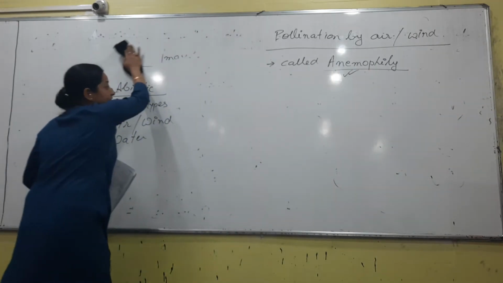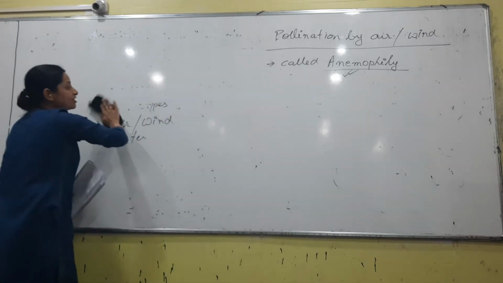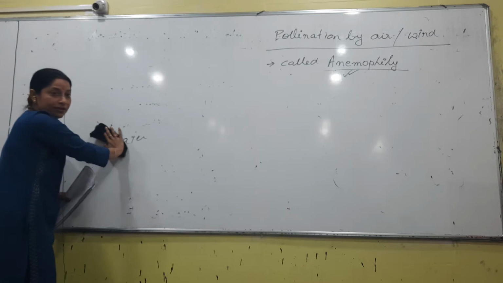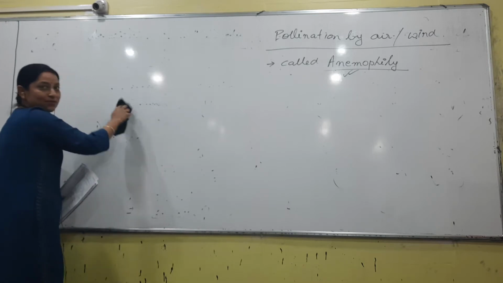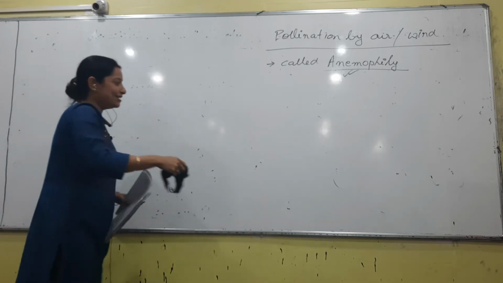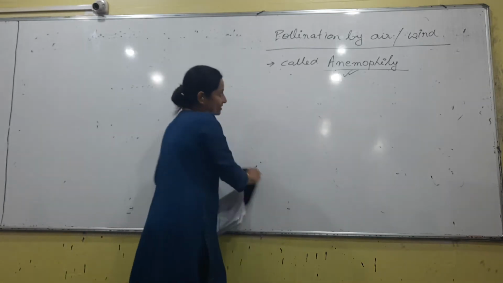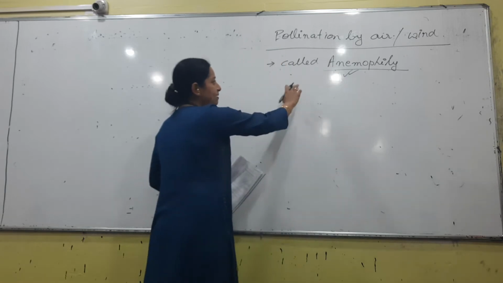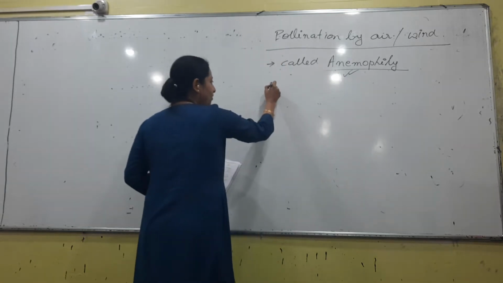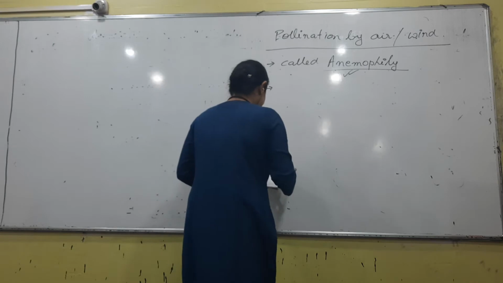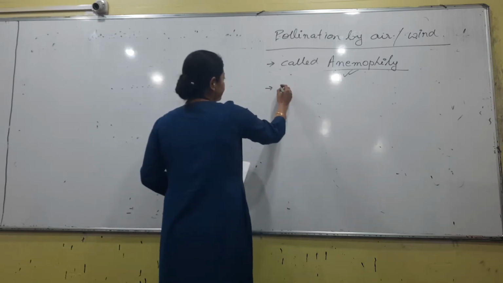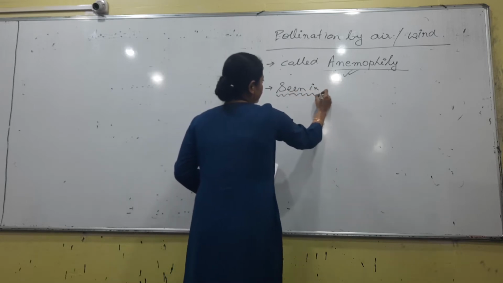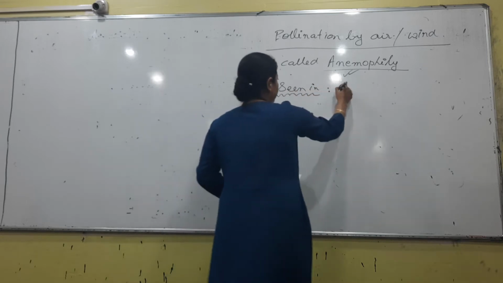What is anemophily, or pollination by wind? We'll just keep on writing notes. What are the points you need to remember? All the points are important. Write fast.